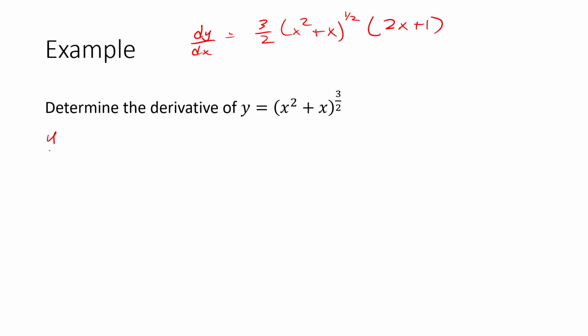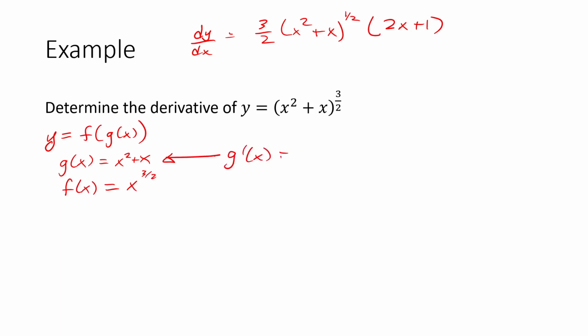And so what we'll do is we'll say I'm going to let y be f of g of x. The interior function g of x, the inner function, will be x squared plus x. The outer function is blocked to the 3/2, so I'll say f of x is x to the 3/2. Given the g of x expression of x squared plus x, I can say g prime of x is 2x plus 1. And given the expression for f of x equaling x to the 3/2, I can say f prime of x is 3/2 x to the 1/2.